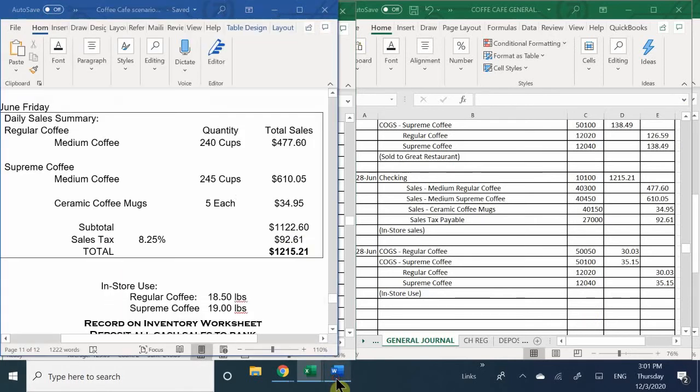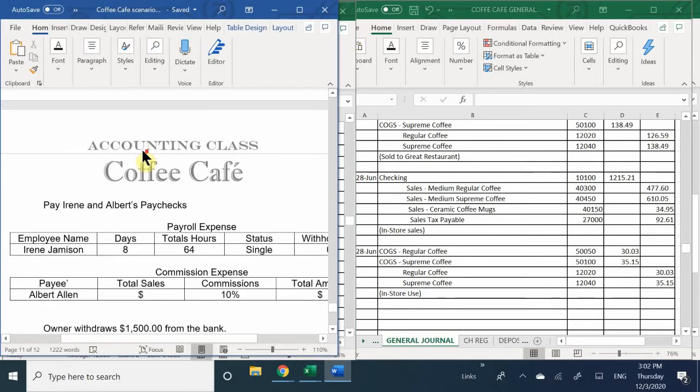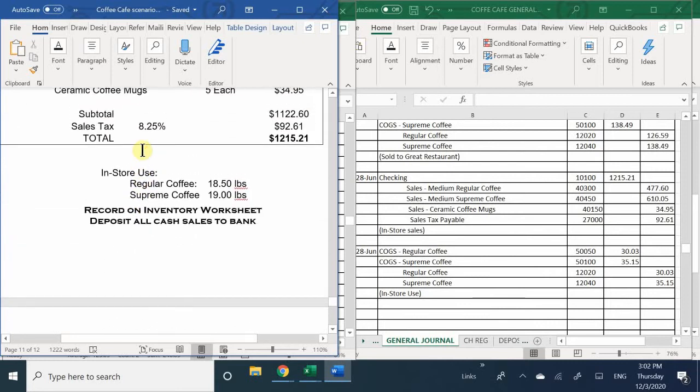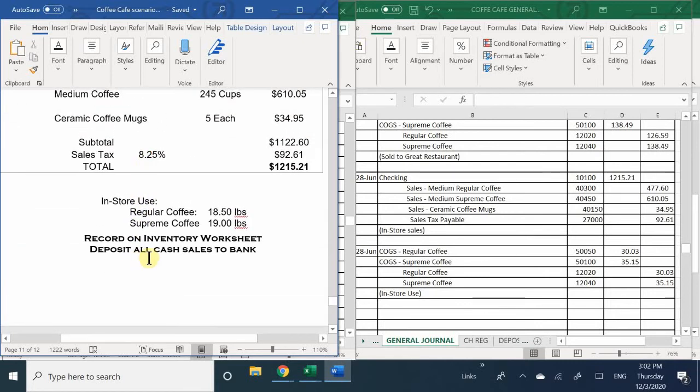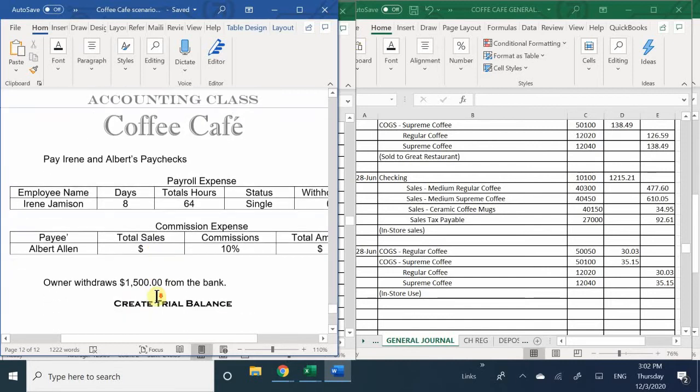So here, we finished our transaction. We updated the inventory and we also deposited the cash in our checking. Okay, so again, here is the payroll process. Let's see what happened here.